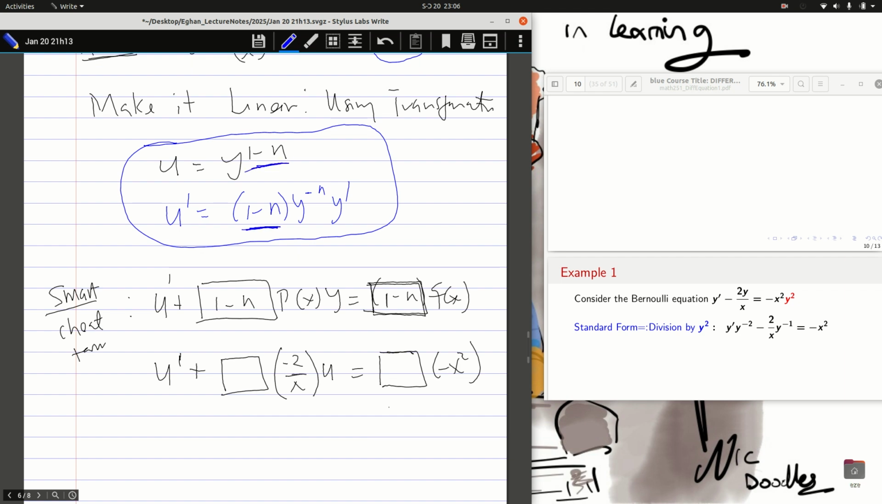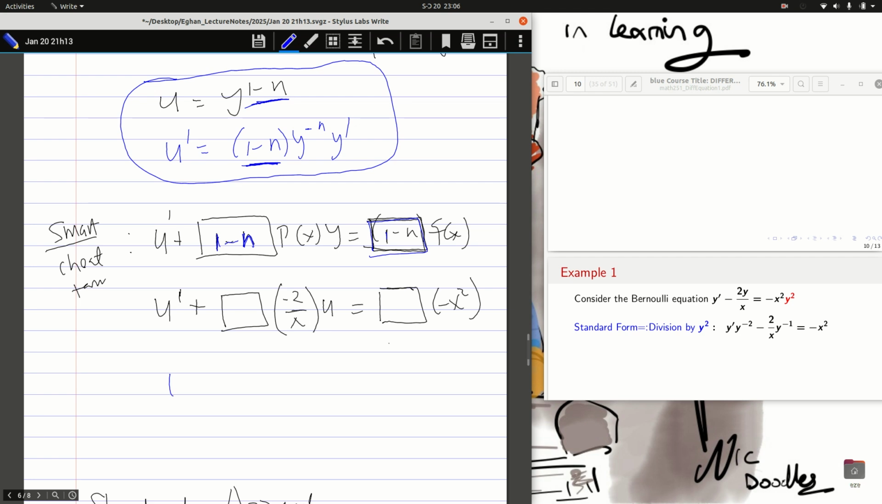So write your u prime, bring your 1 minus n, your p of x, and your q of x. It's as if you know the standard linear form is u prime plus p of x u equal to q of x. This should have been a linear form. So if you want to get it, it says multiply these terms by your 1 minus n term. That is all we are doing here.